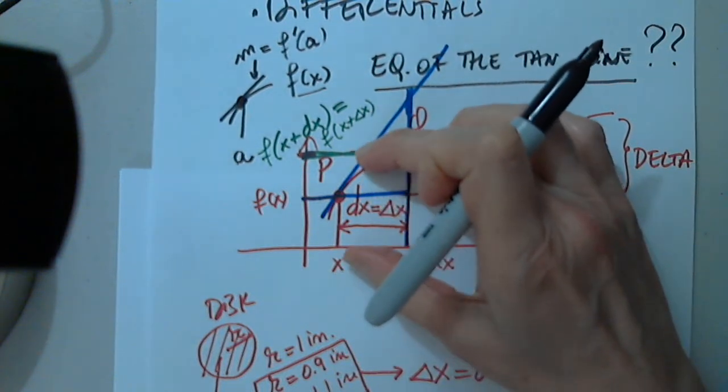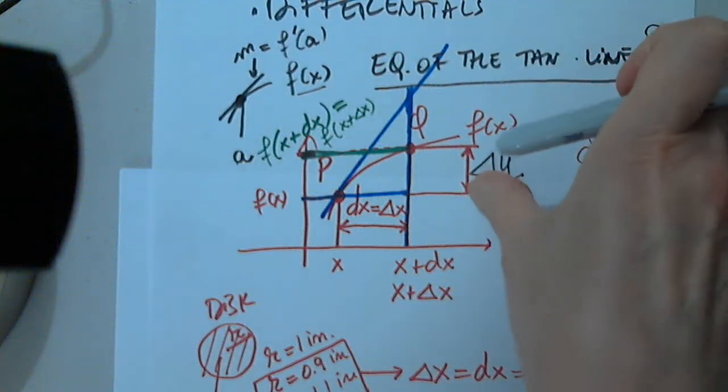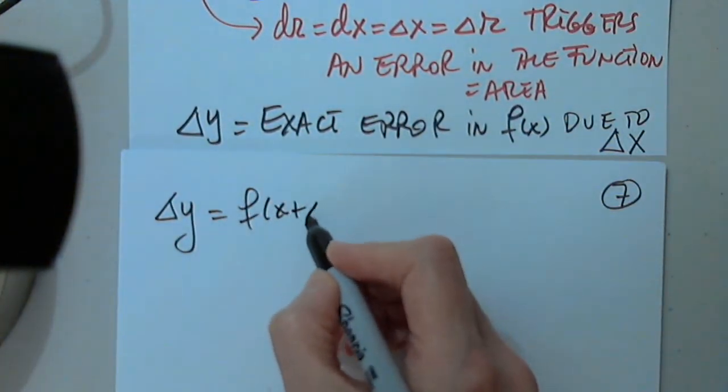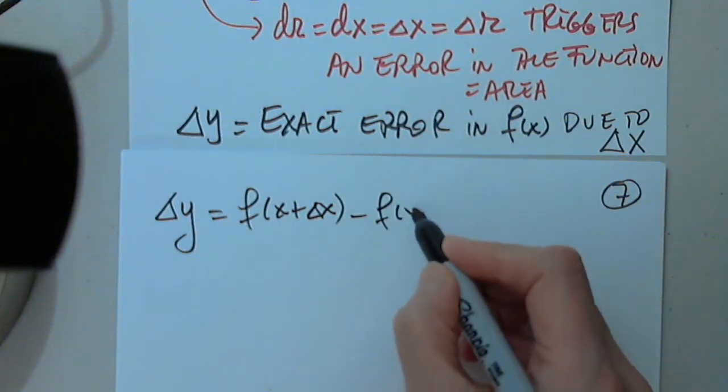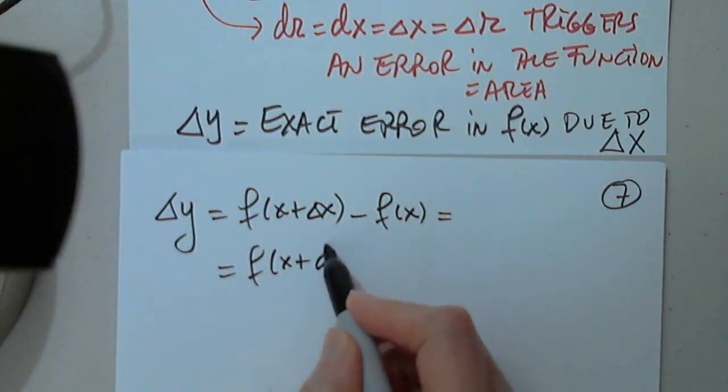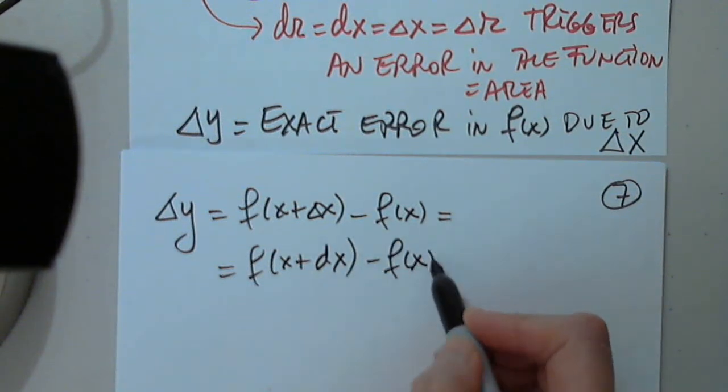f of x plus dx minus f of x. Brilliant. Indeed, so it's f of x plus delta x minus f of x. Same thing with f of x plus dx minus f of x. Done.